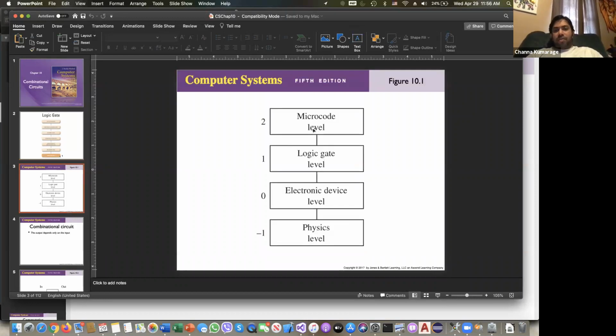So micro level, logic gate level, then you will have the electronic device level. Once you put it into a logic gate level, it is going to be 1-0 instructions for the electronic device that is going to function accordingly.